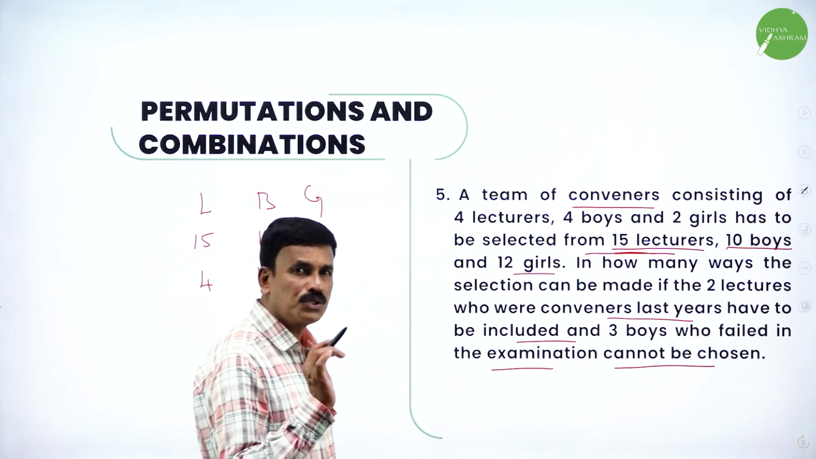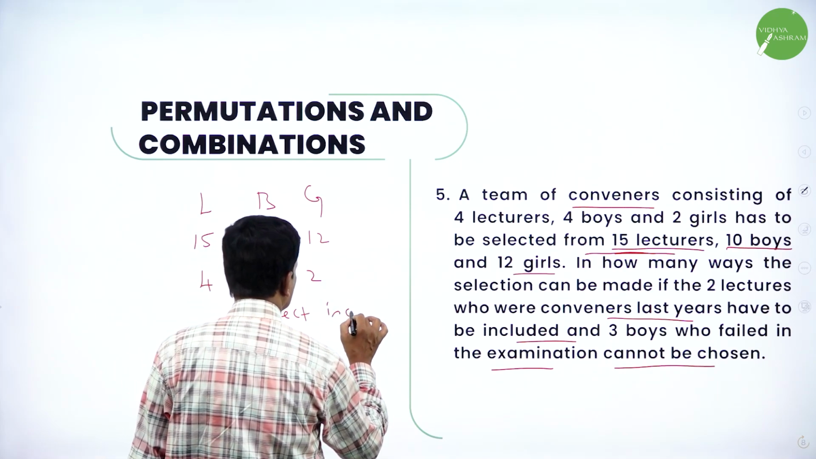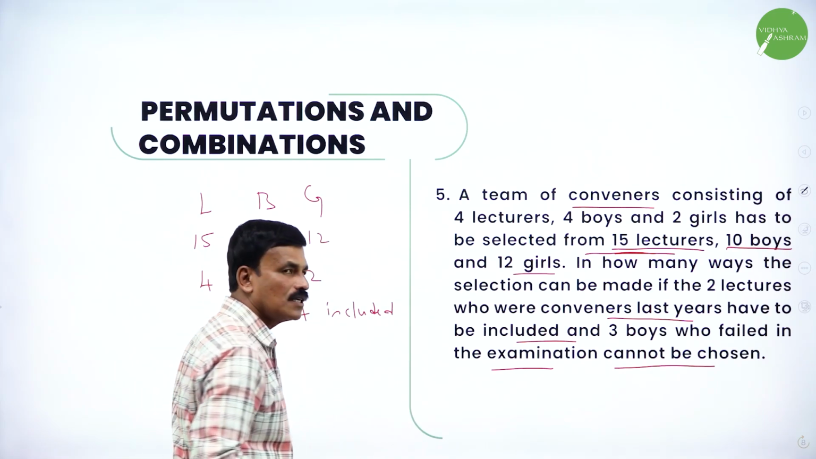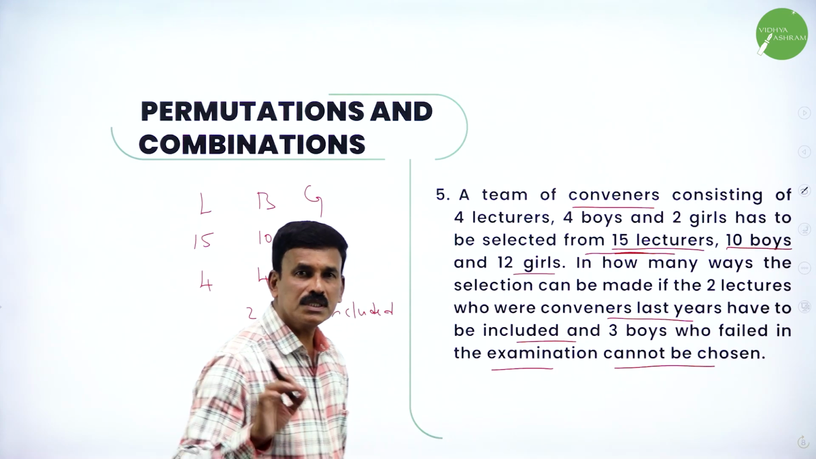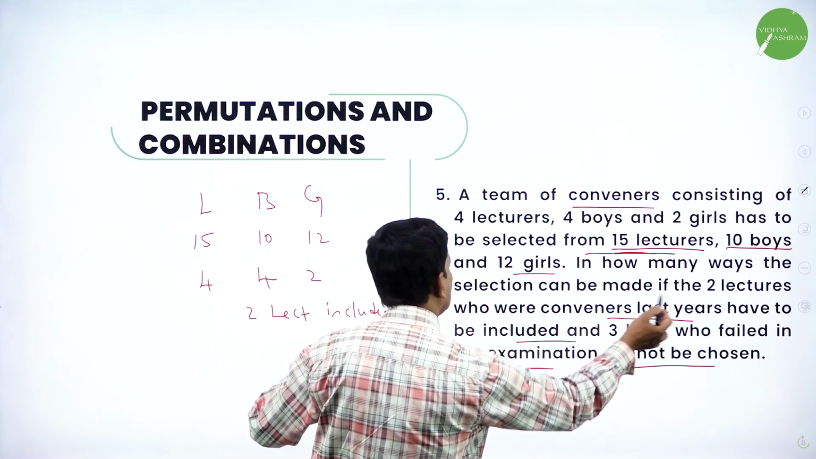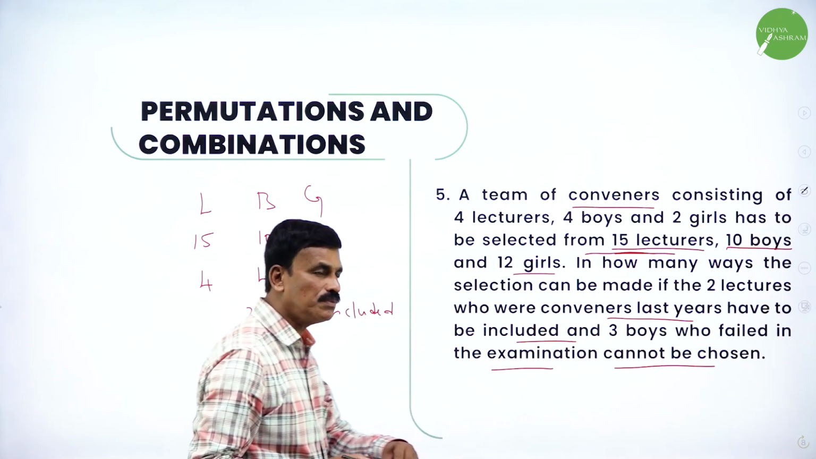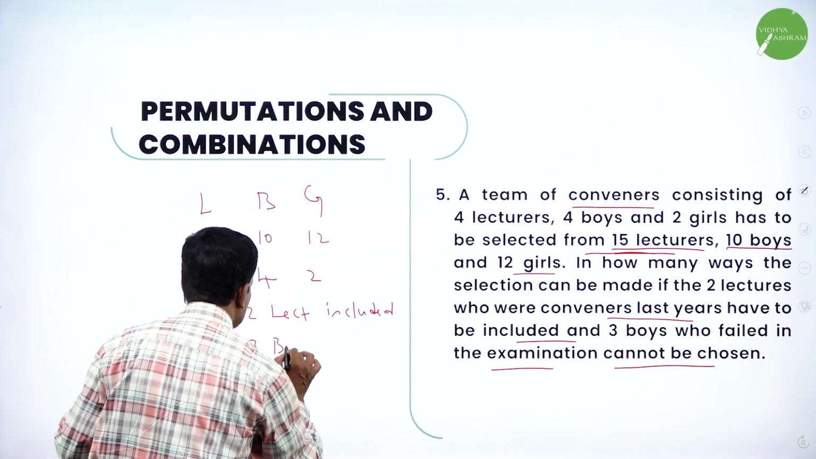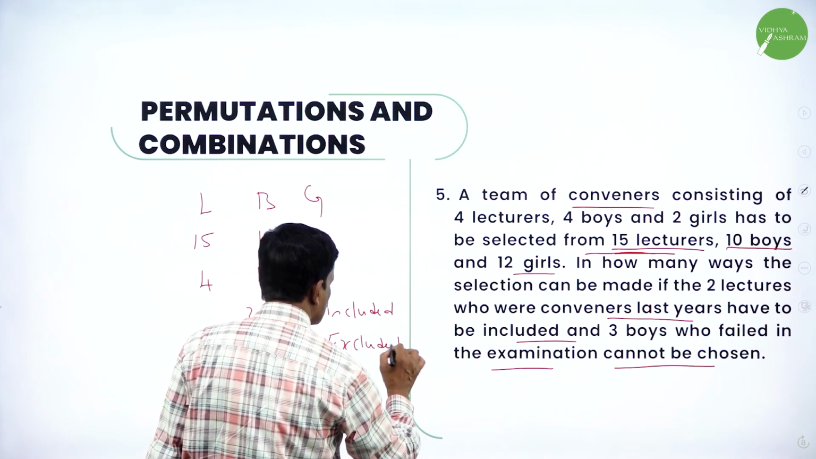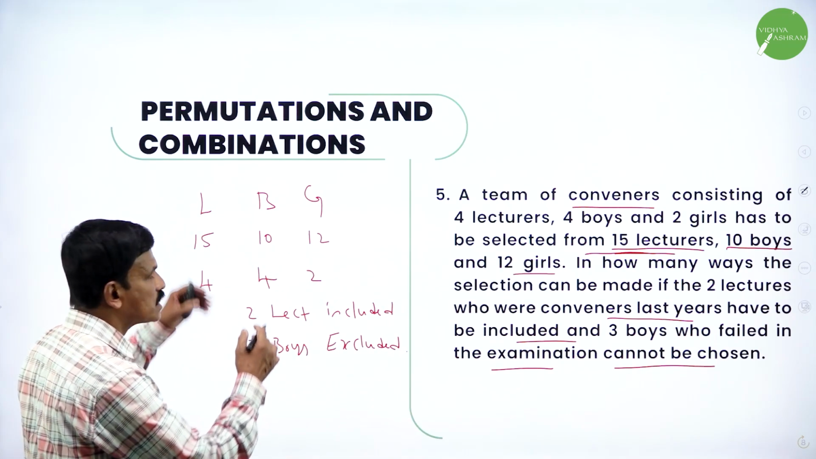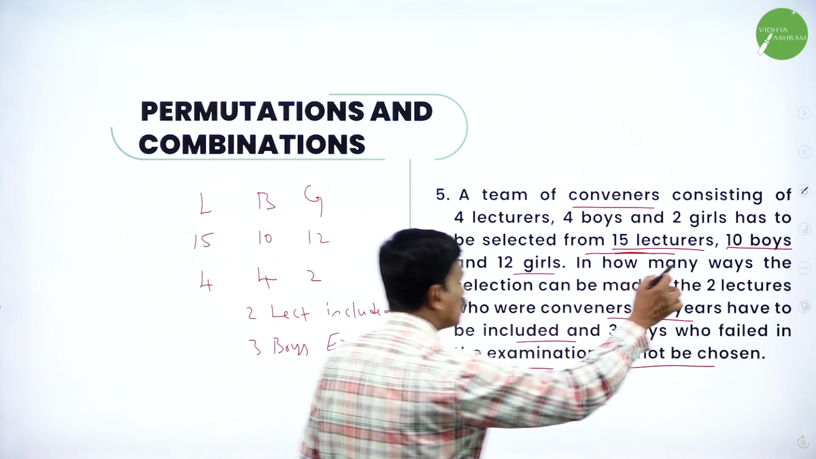Now, what to include? 2 lecturers can be included, whereas 3 boys who failed the examination cannot be chosen. So 2 lecturers who were conveners last year have to be included and 3 boys who failed in the examination cannot be included. That means 3 boys are excluded. This is the condition given. Now based on this, just write down the required answer.